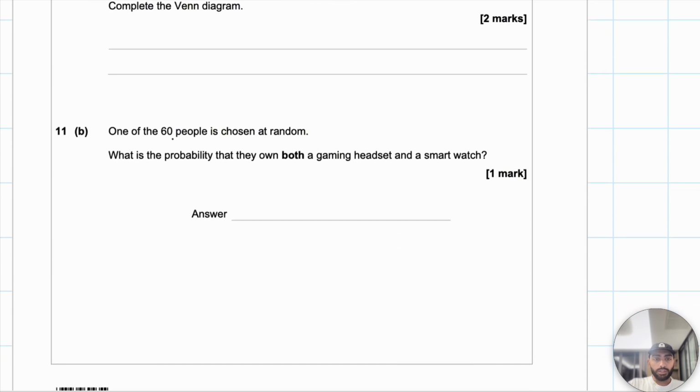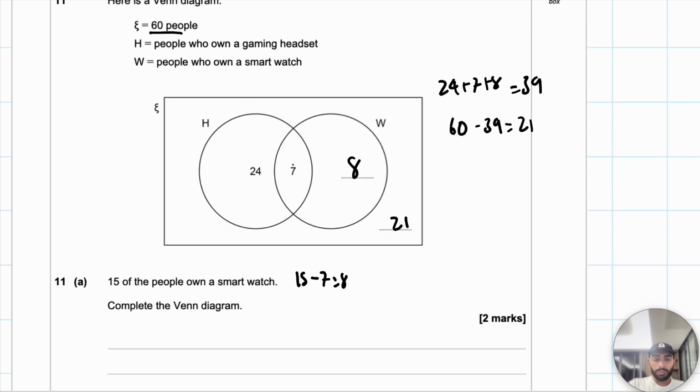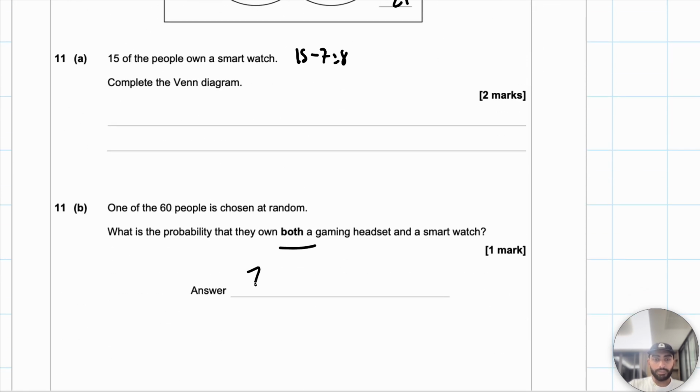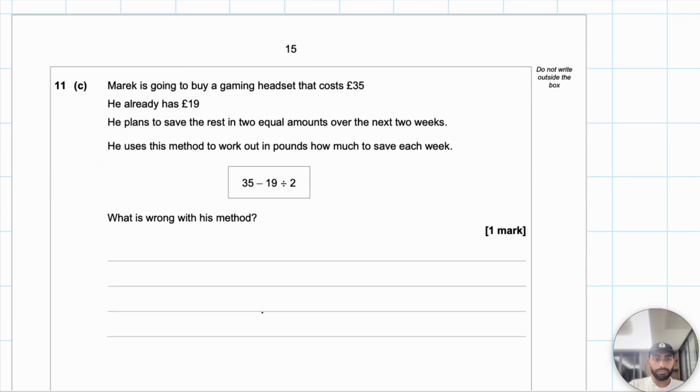Part B. One of the 60 people is chosen at random. What is the probability that they own both a gaming headset and a smartwatch? So the people that own both is 7, and the total amount of people is 60. So it's 7 over 60.